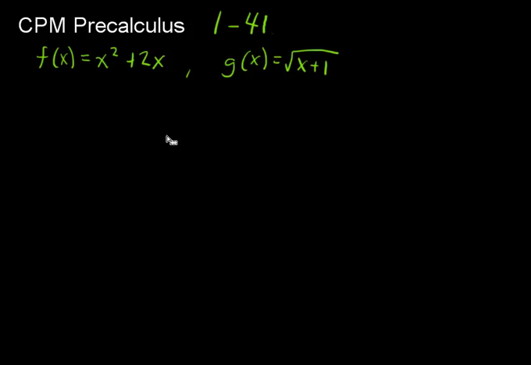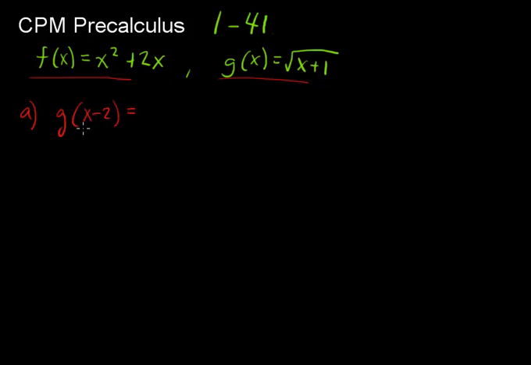Okay, here we have CPM Precalculus, Chapter 1, number 41. So here we're given a couple of functions, f of x and g of x. And we're asked to evaluate them at certain regions, or with certain inputs. So part A, we're given g of x minus 2.